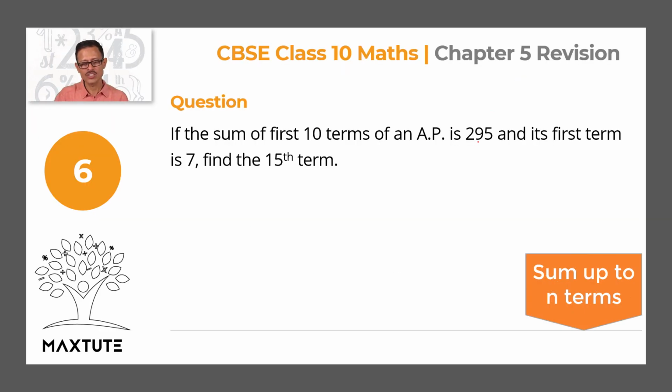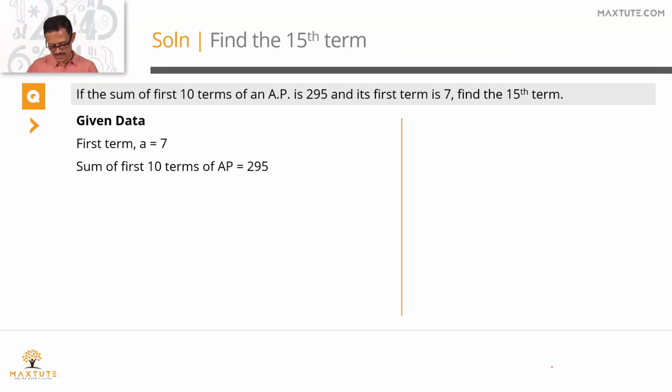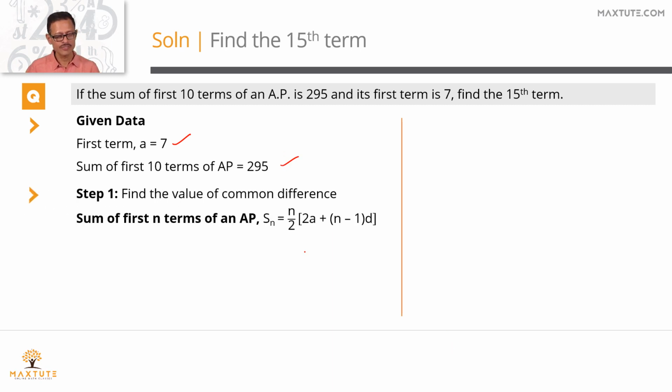Sum of the first 10 terms of an AP is equal to 295. So we know S10. The first term is given. We need to find out the 15th term. Let's get started. Key data is the first term and the sum up to the first 10 terms. Then we have the typical formula, which is n by 2 into 2a plus n minus 1 into d. Let's plug in whatever we have.